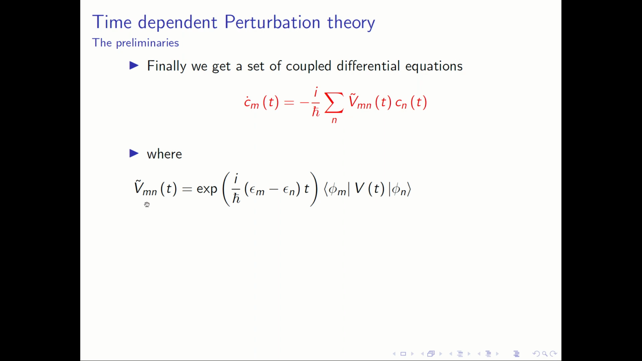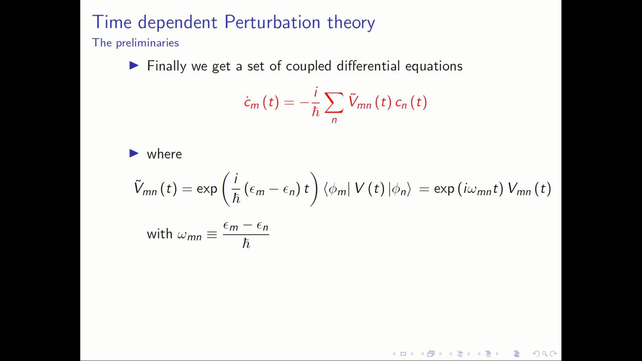And what is Ṽ_mn? As I said, Ṽ_mn is simply this thing. You take the original matrix element, this of course is V_mn at time t, and you multiply that by the additional exponential factor, exponential i/ħ (ε_m − ε_n)t. Very often we also call this ω_mn, this (ε_m − ε_n)/ħ, the energy difference between the two states divided by Planck's constant. And so the notation simplifies to e^{iω_mn t} V_mn(t). Here ω_mn, as I said, is (ε_m − ε_n)/ħ.